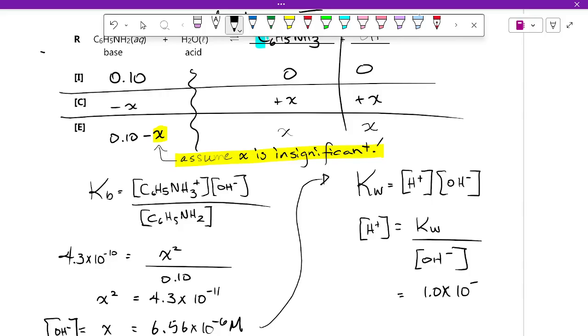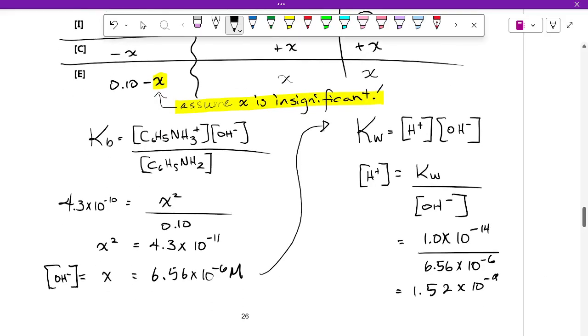Kw is 1.0 times 10 to the negative 14. And we're going to divide by our hydroxide, 6.56 times 10 to the negative 6. And we get 1.52 times 10 to the negative 9, but we only want to have how many sig figs? 2 sig figs, so that's going to round to 1.5 times 10 to the minus 9 molar, and that is our hydrogen ion concentration.